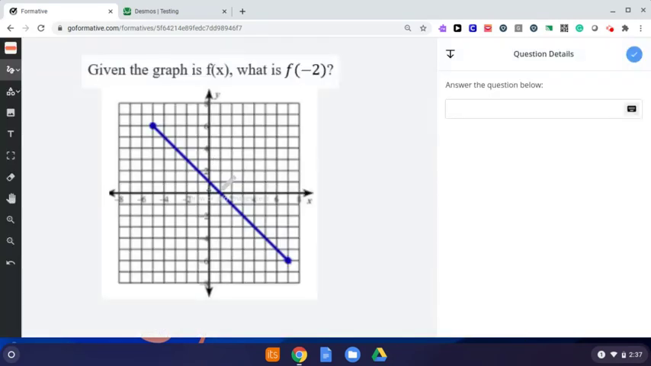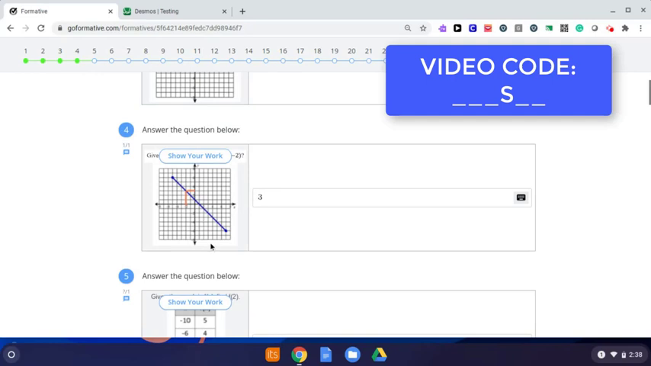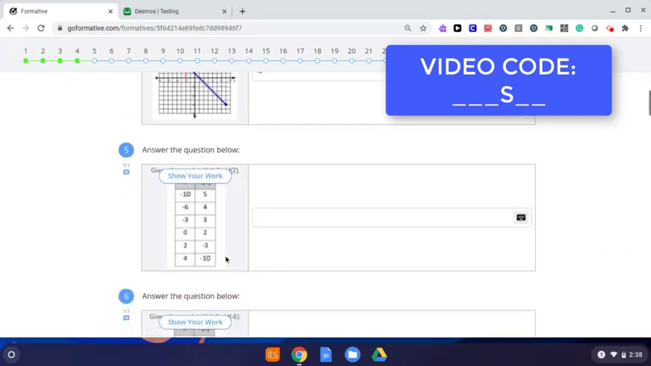Again, click on show your work. This is asking for the value of the function when x equals -2. So we're going to go to -2 on the x, and then we draw a line to touch the graph. When we touch the graph, we look across, and across, we're touching right there. The y value there is 1, 2, 3. So the answer is 3. And then we'll put a check mark, and voila, we're getting a green light. Now let's go on to the next problem.